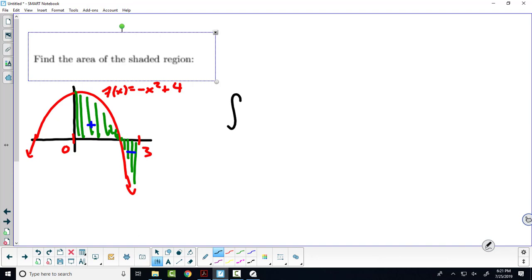So let's see here. We're computing the definite integral from, what are my limits? We call these the limits of integration. What are the limits of integration here? 0 to 3, from x equals 0 to x equals 3. In this problem our function hasn't changed, so it's still going to be minus x squared plus 4.